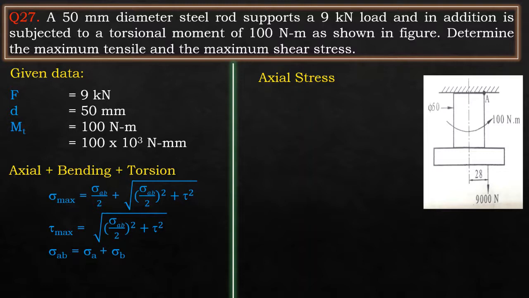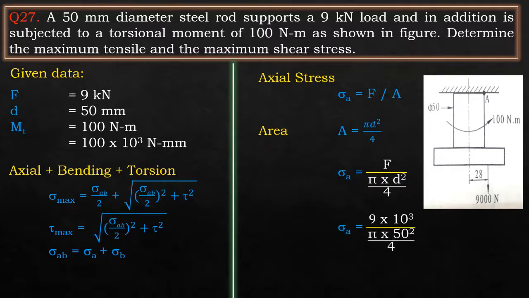Let us now start finding the individual stresses like axial stress, bending stress, as well as torsional stress, and use these values in the combined loading equations. So axial stress can be determined by using the formula sigma A is equal to F by A, where A is the area given by pi d square by 4. Therefore, sigma A is equal to F by pi d square by 4. By substituting the values of F and diameter into this equation, we will be able to determine the value for the axial stress, which happens to be 4.583 megapascals.